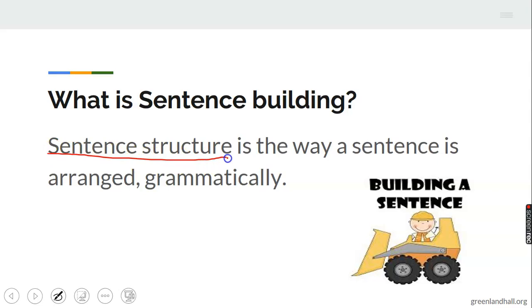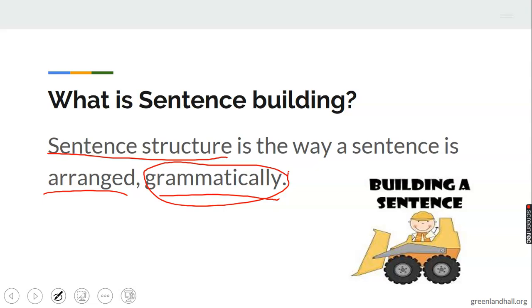Sentence structure or sentence building is the way a sentence is arranged grammatically. Now, this speaks of how a sentence is arranged grammatically. Grammatically here speaks a lot. Sometimes we think it is how it sounds, but grammatically it could be wrong. So we have to see how sentences are arranged grammatically so they can be adjudged to be correct. Very, very important.